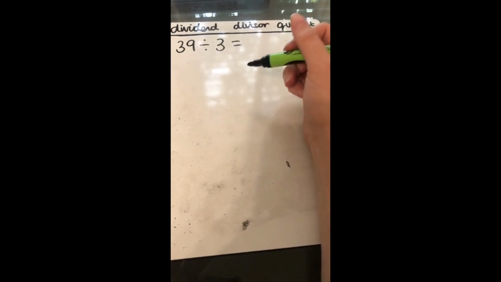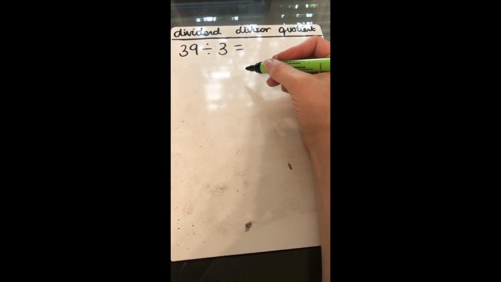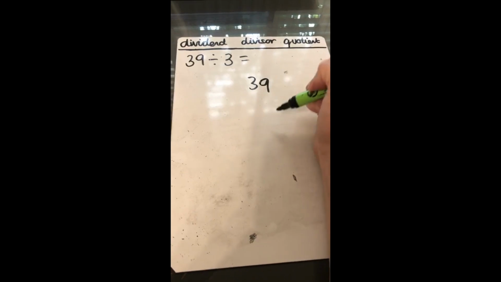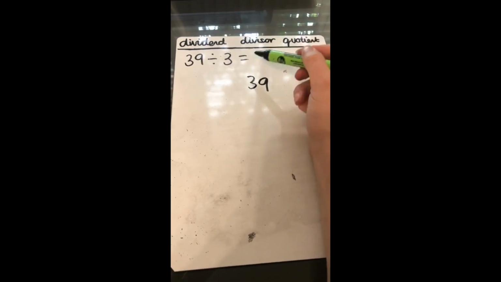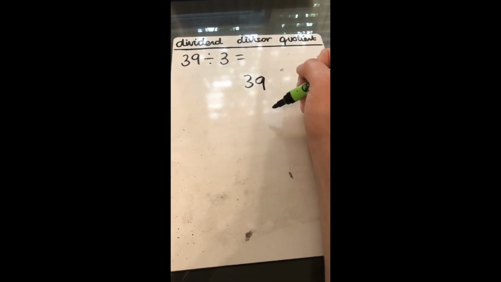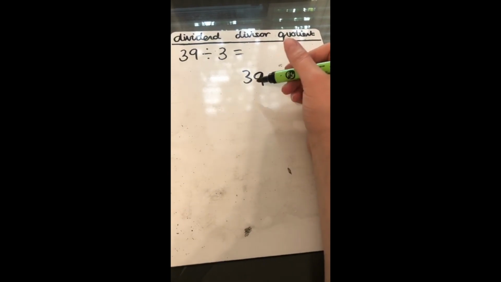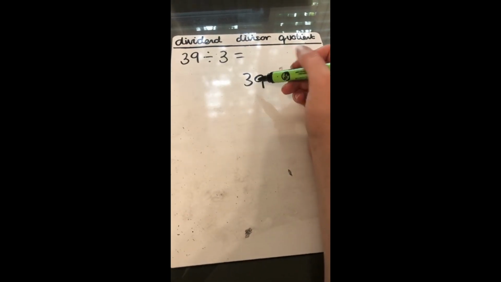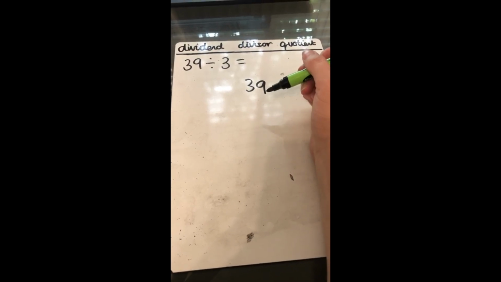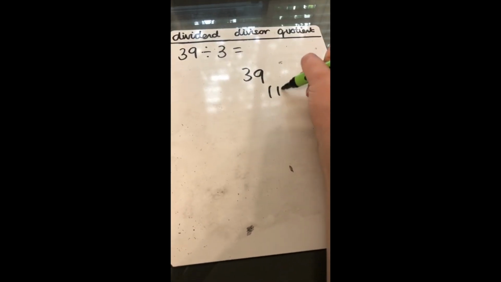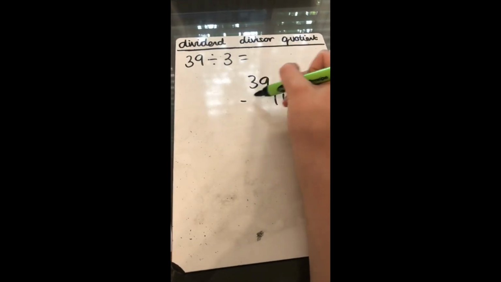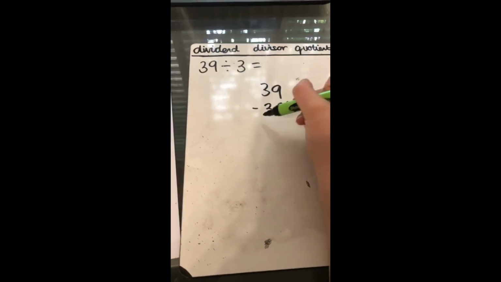Okay, so the idea of chunking is that we start with our largest number and chunk down until we reach 0. Now, I'm going to chunk down in groups of 3 because that's my divisor. The way we do this is knowing our times table facts. So I look at 39 and I have to think of which 3 times table facts go into 39. Oh, I know that 10 times 3 equals 30. So I can subtract 30 using 10 times 3.